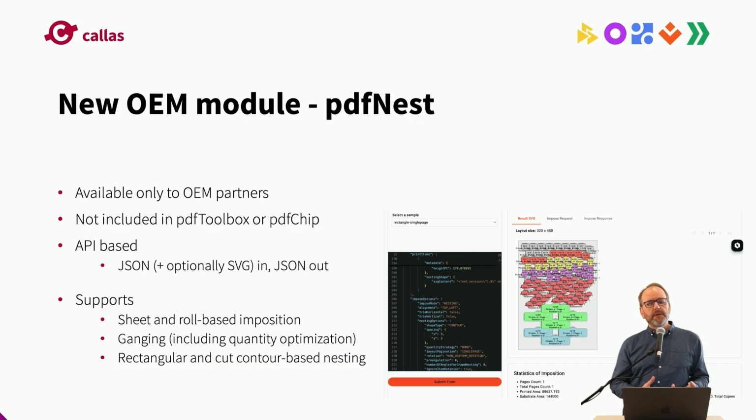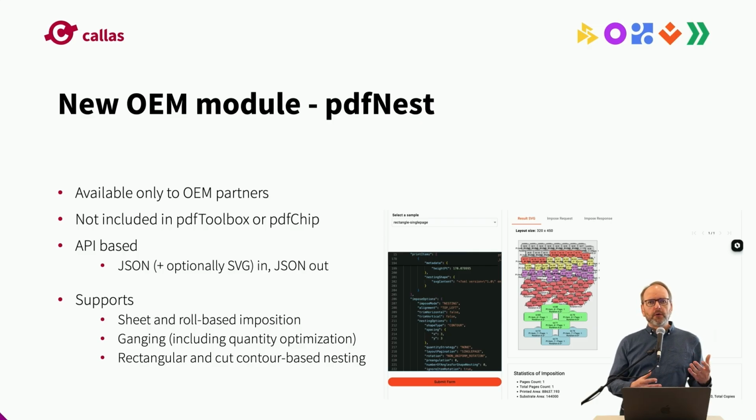The calculation is done, and then there is a result that is also a JSON that comes back, and that shows you what the sheet optimization is, the best optimization you have for the files that you passed in. This supports sheet and roll-based imposition workflows. It supports things like ganging, including quantities, and so quantity optimization.